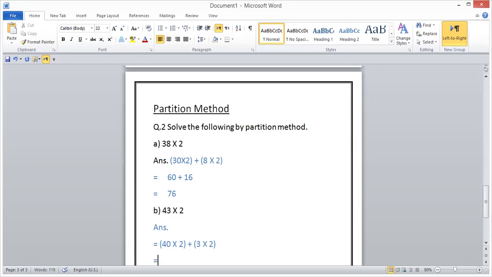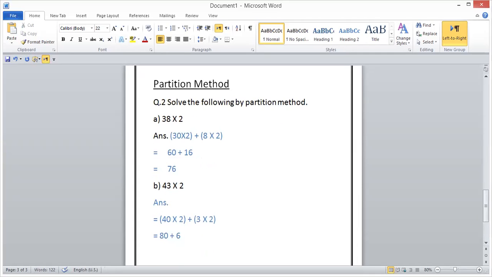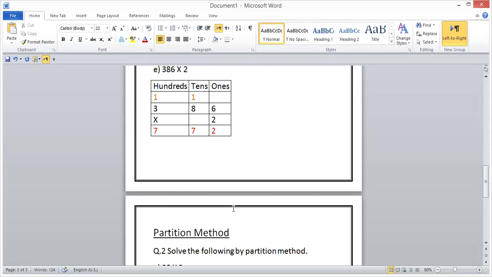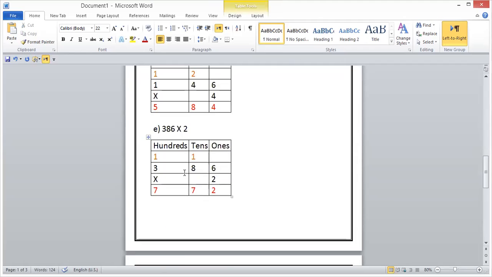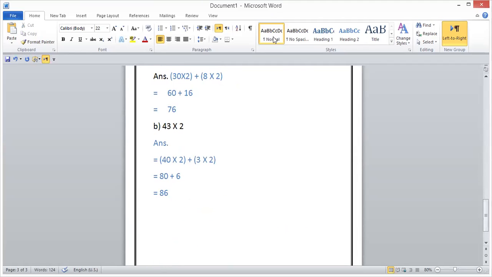Now, 40 by 2: 2 multiplied by 4 equals 8. And 0 will be same. It will be 80, plus 2 multiplied by 3 is equal to 6. So the answer will be 86. The answer will be 86. Before it was also 86 and by partition method it is also 86. Is it clear, guys?